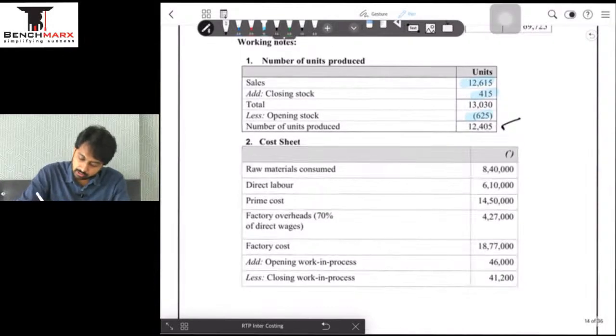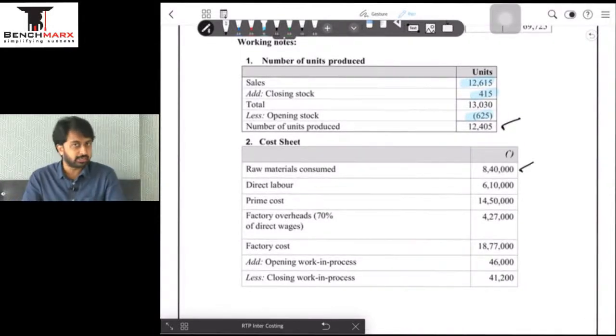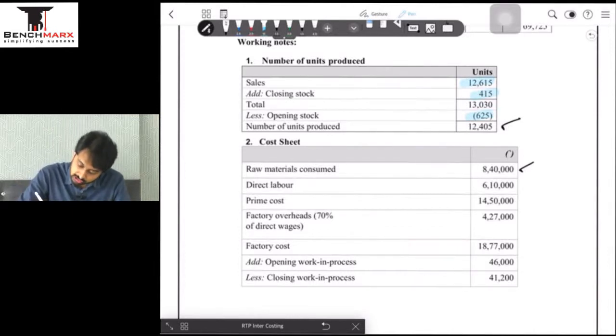This figure of RM of 8,20,000 is coming directly from the data. It is same because no other information is given. Then we have labor. This is also coming from the data. DM plus DL is going to give me the prime cost of 1450.